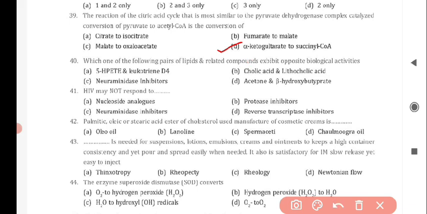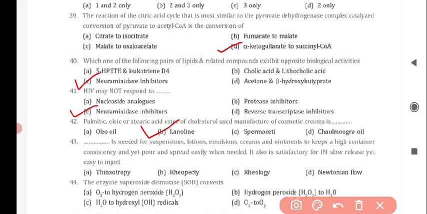So the correct answer for this is option C, neuraminidase inhibitors. The next question is, HIV may not respond to, and the correct answer is option C, neuraminidase inhibitors. Next question is, palmitic, oleic, or stearic acid esters of cholesterol used in manufacture of cosmetic creams is, and the correct answer is option B, lanolin.